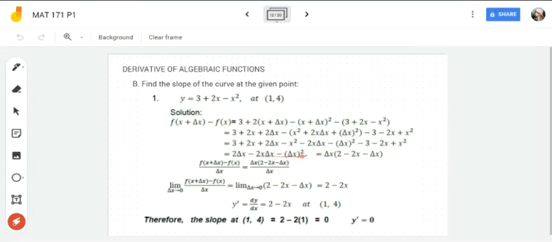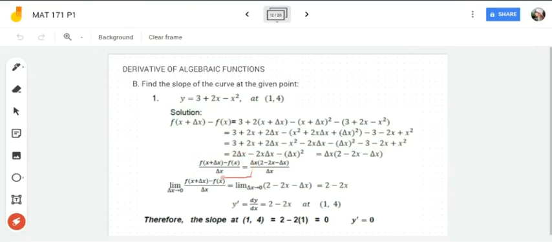Okay, so this will be the remaining in our equation, and then as we can see, we have a common term which is delta x here. We have delta x here and delta x, so we will be putting aside the common term. So that is delta x quantity 2 minus 2x minus delta x. So we factored out delta x there. And then after that, let's go to the next step.